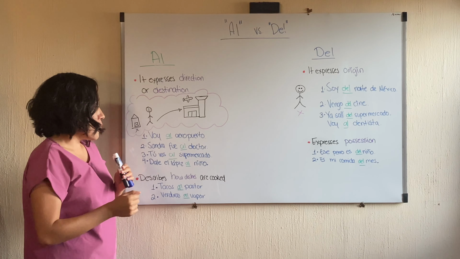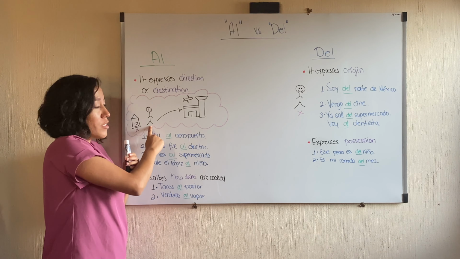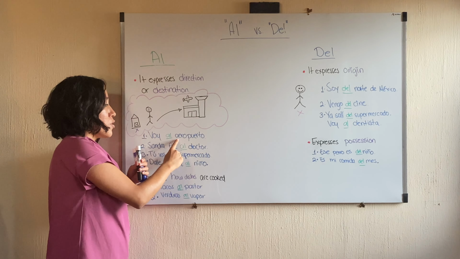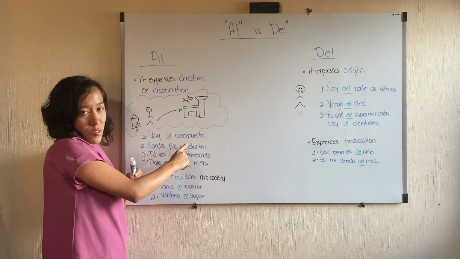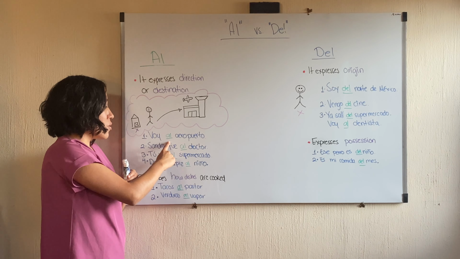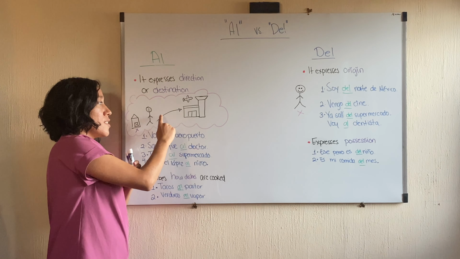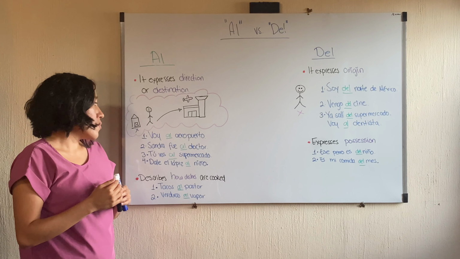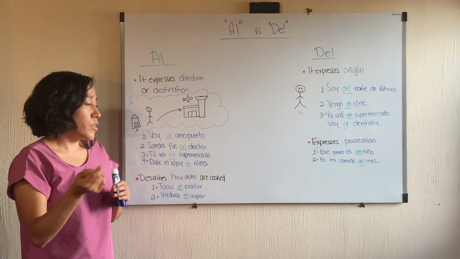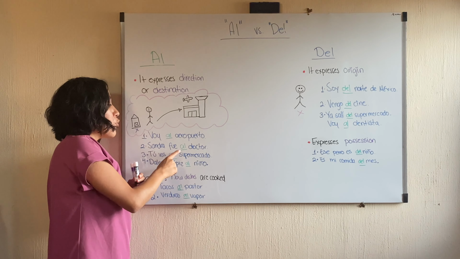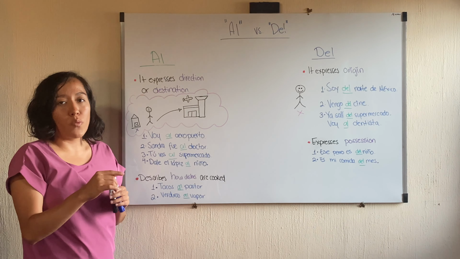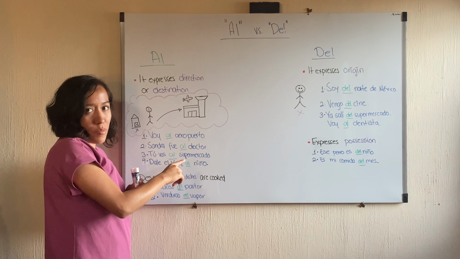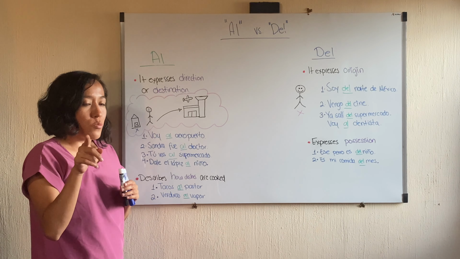Let me give you an example. Roger here is leaving his house to go to the airport. Because airport is a masculine singular noun, I have to use a contraction. So when Roger does this action, he will say, yo voy al aeropuerto. I'm going to the airport. Sandra fue al doctor. Sandra went to the doctor. Tú vas al supermercado. You go to the supermarket.